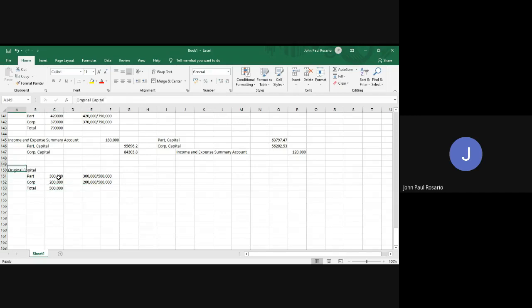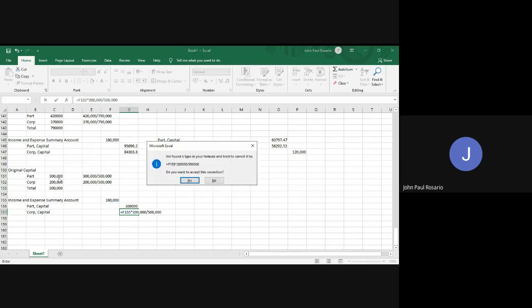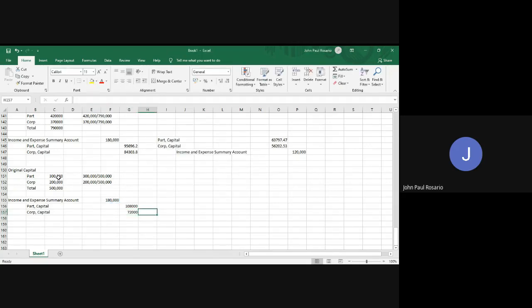So, for the entry, this is 180,000. And so 180 times 300 over 500,000. And then this one is 200 over 500,000. So, total would be 180. Okay, so what if loss?